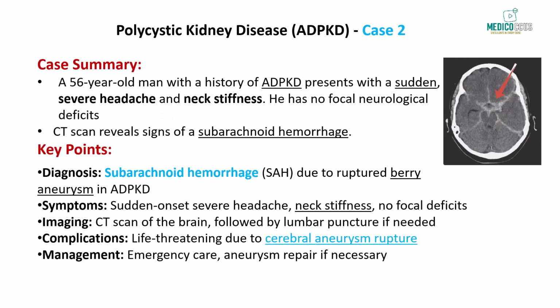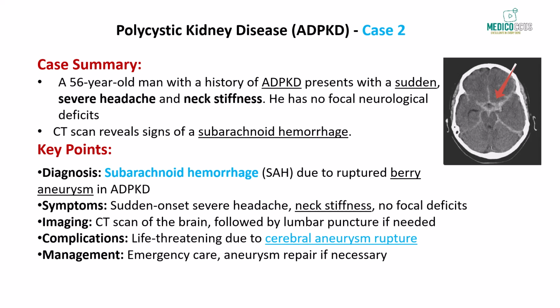Next, a 56-year-old man with a history of autosomal dominant polycystic kidney disease presents to the emergency room with a sudden onset severe headache. He has never experienced a headache like this before, and his examination reveals some nuchal rigidity, but no focal neurological deficits. This case is highly suggestive of a subarachnoid hemorrhage, which is a serious complication of autosomal dominant PKD due to the rupture of intracranial berry aneurysms.